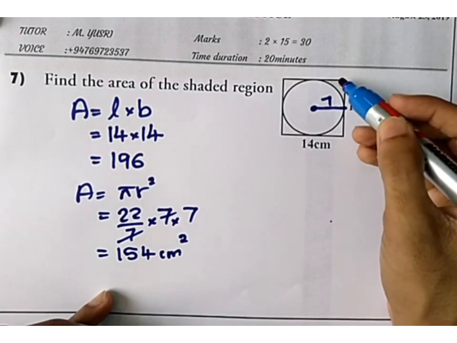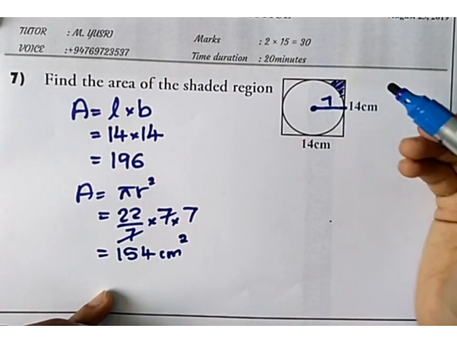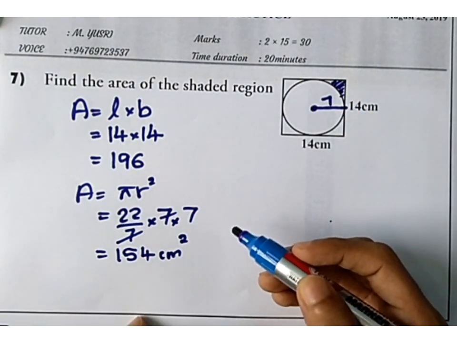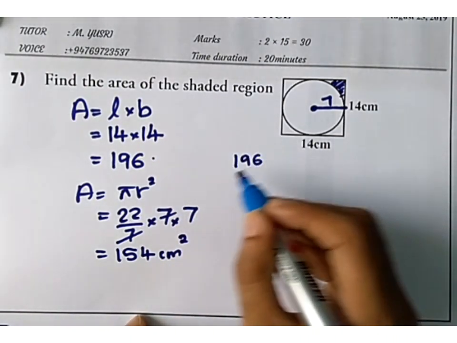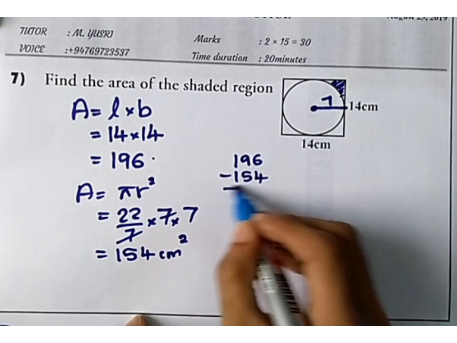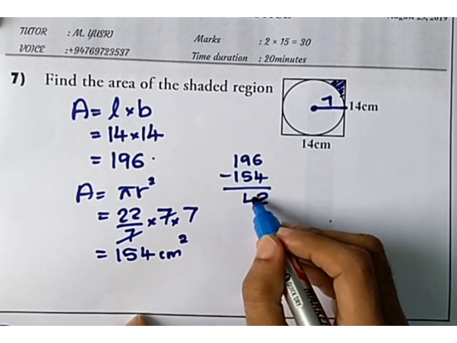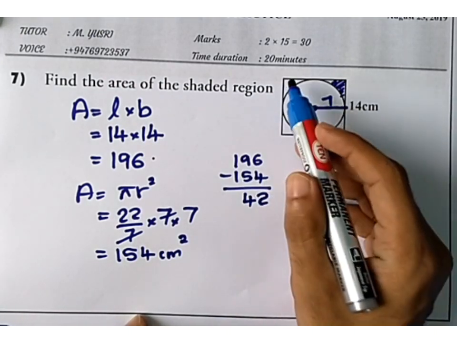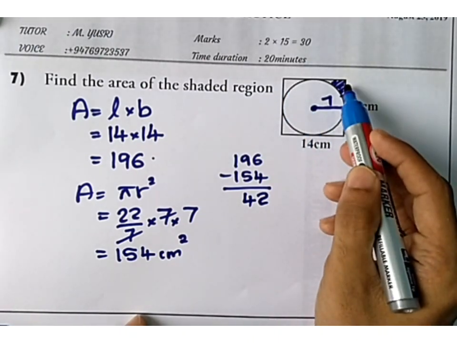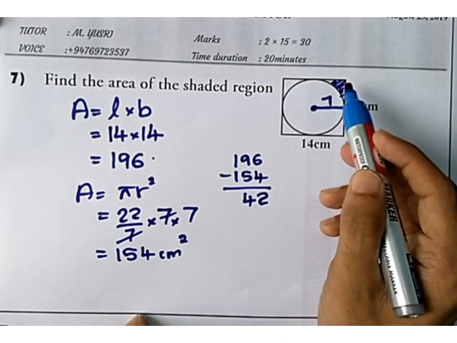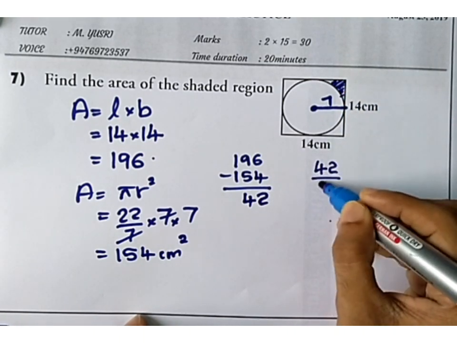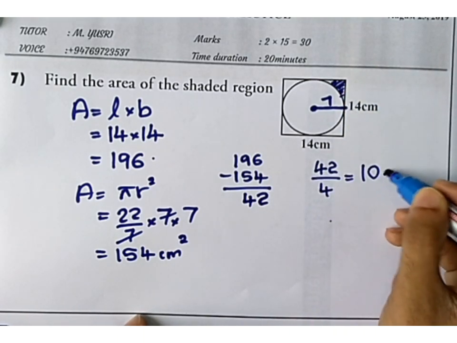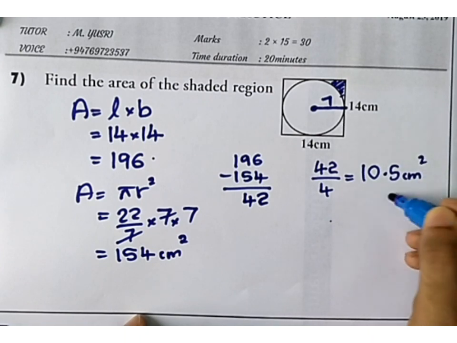So now we have to find the area of this shaded portion. So how to find that? First of all, we have to take the difference of these two: 196 minus 154. So the remainder is 42. But that's not the answer, because we have to divide that by 4 to obtain the area of this small portion. So 42 divided by 4, you'll get the answer as 10.5 centimeter squared.